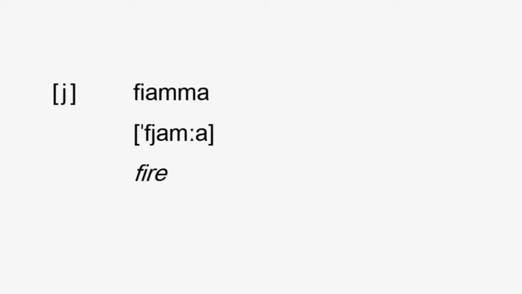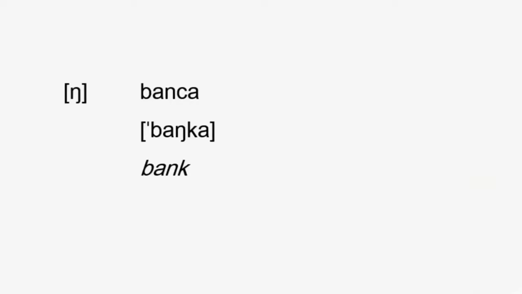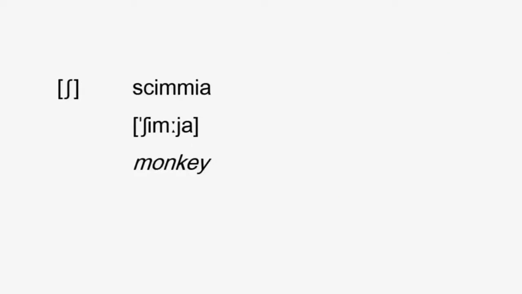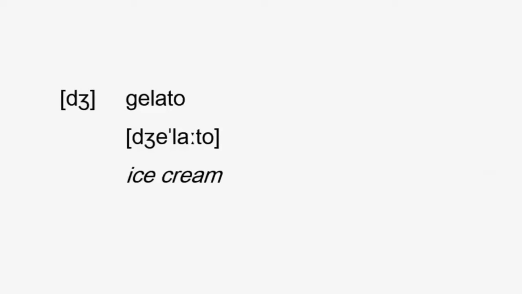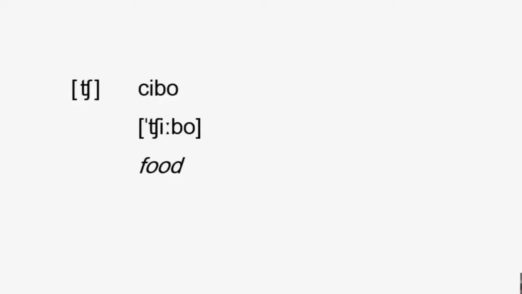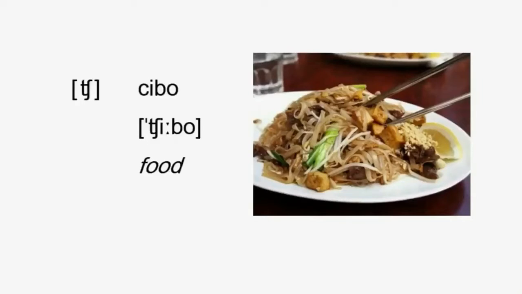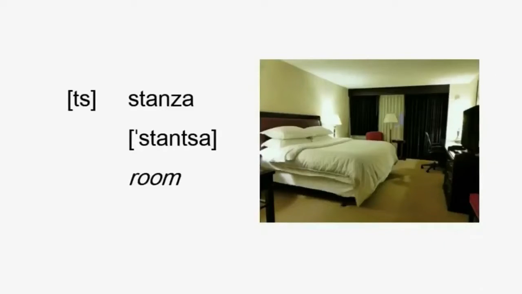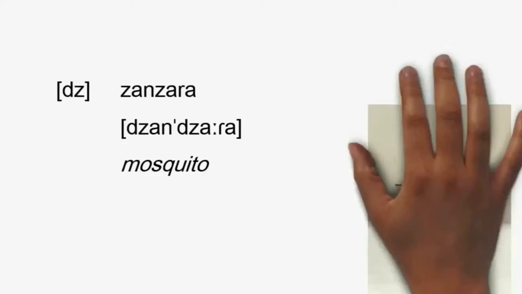There was y as in fiamma, as in banca, which was that N produced with the back of your tongue instead of the front, sh as in scimmia, and then 4 combinations. There was j as in gelato, ch as in cibo, made without that puff of air that we might do in English, z as in stanza, also without that big puff of air, and then z as in zanzara.